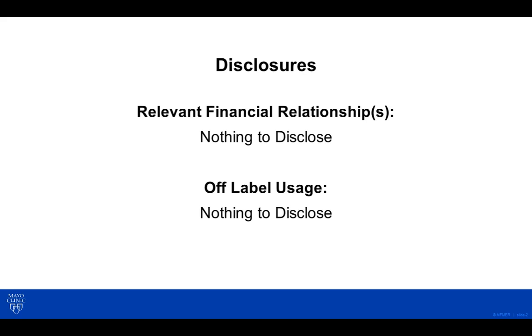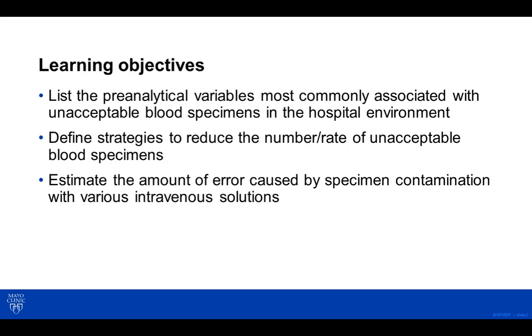But first, again, no disclosures for this talk relevant, and I won't be talking about off-label usage of medications or devices. So what we're really going to focus on are pre-analytical variables that are most commonly associated with unacceptable blood specimens in the hospital inpatient environment. We're going to talk about defining strategies to reduce the number and rate of unacceptable blood specimens in this context. And then we're also going to estimate the amount of error caused by specimen contamination with different types of intravenous fluids or solutions.